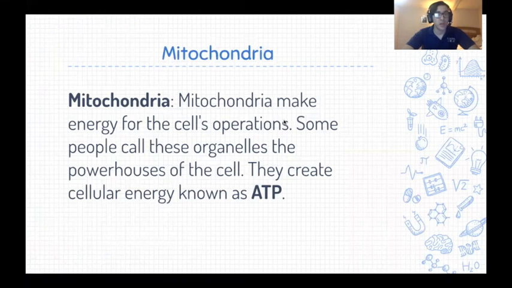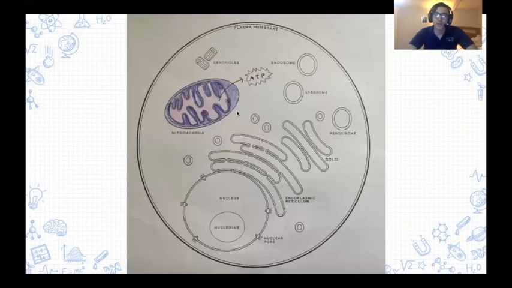Now, the next organelle that we're going to be talking about is super, super important. It's going to be the mitochondria. So the mitochondria is pretty much the energy center of our cell, right? Some people even famously call it the powerhouse of the cell because it creates cellular energy in the form of ATP. And in our coloring activity, our mitochondria is this little guy over here. I colored the mitochondria purple. Again, you can color it whatever color you want.